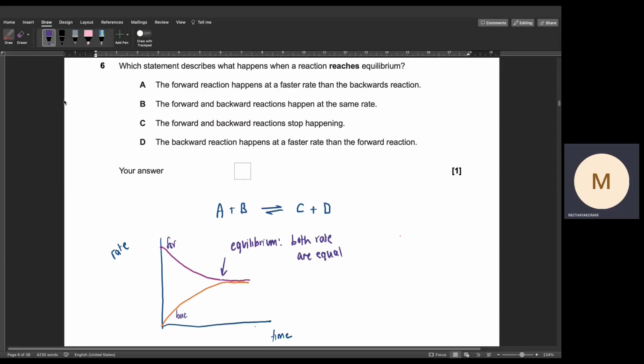Looking at our options, the option that matches what we've just said is B. The forward and backward reactions happen at the same rate at equilibrium. A is incorrect because it says the forward reaction happens faster than the backwards. That's not at equilibrium. That happens at the start of a reaction. C, the forward and backwards reactions stop happening. No, at equilibrium, both reactions are taking place, but they're taking place at the same rate. And the backward reaction happens at a faster rate than the forward. Also incorrect when we're talking about the equilibrium point. At equilibrium, both rates are equal.